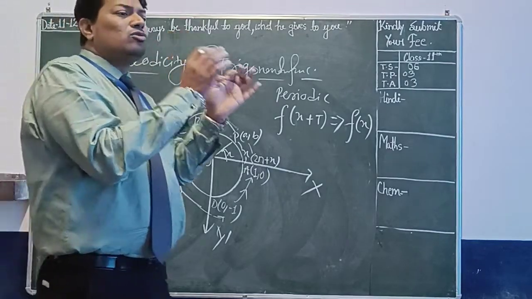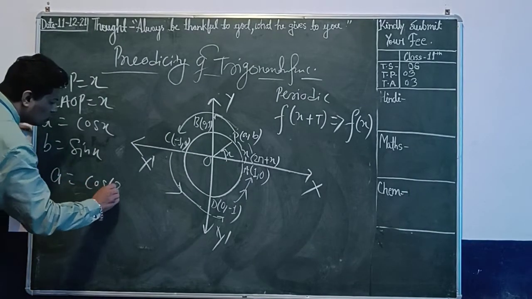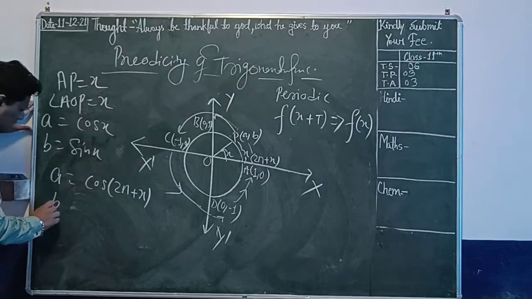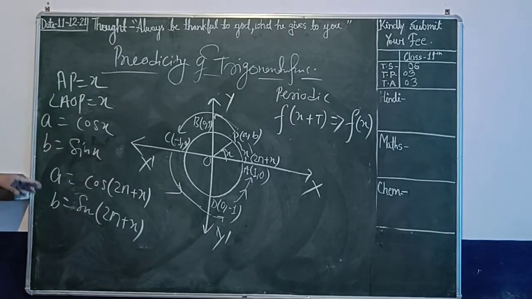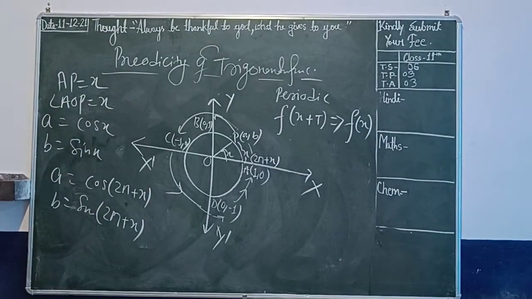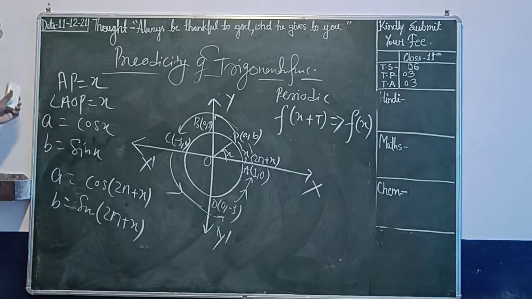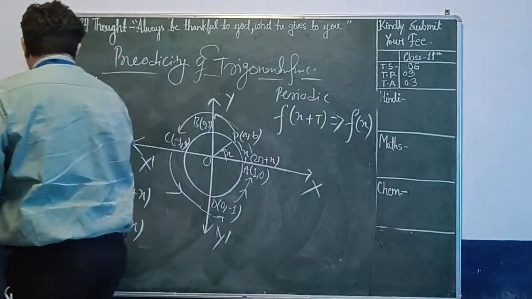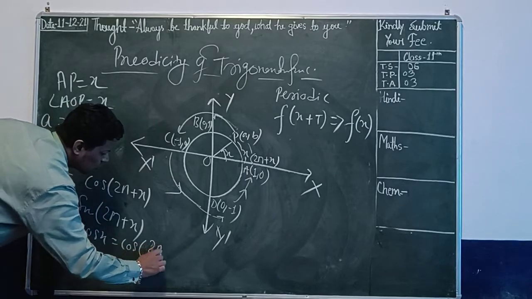And if it has completed 2 pi plus x, what is the meaning? You can simply write a equal to cos of 2 pi plus x, and b equal to sin of 2 pi plus x. Is it clear? Again, the value of a is cos x and the value of b is sin x. After putting the value of a, you will get cos x equal to cos of 2 pi plus x.